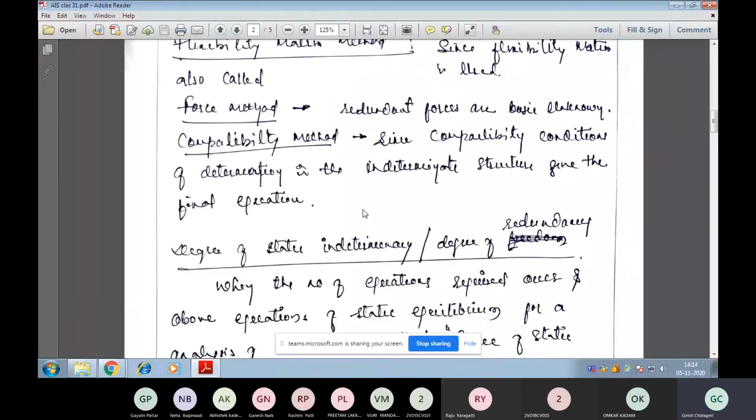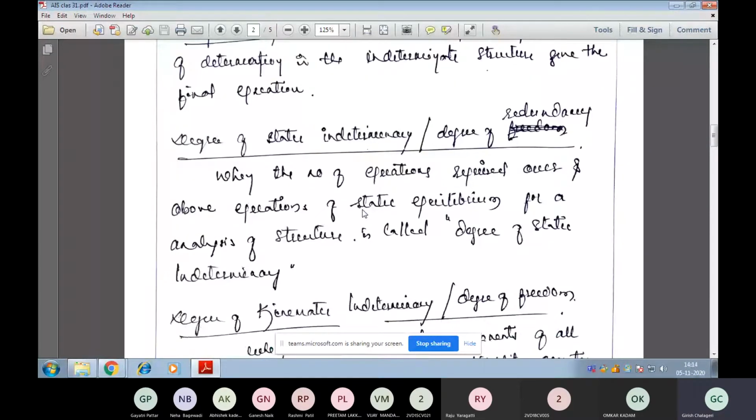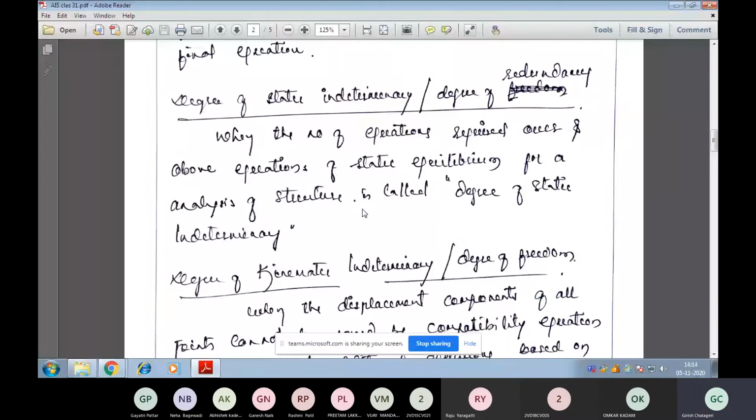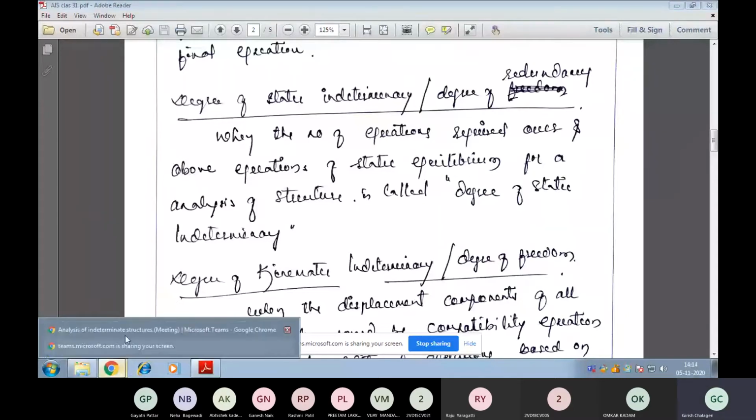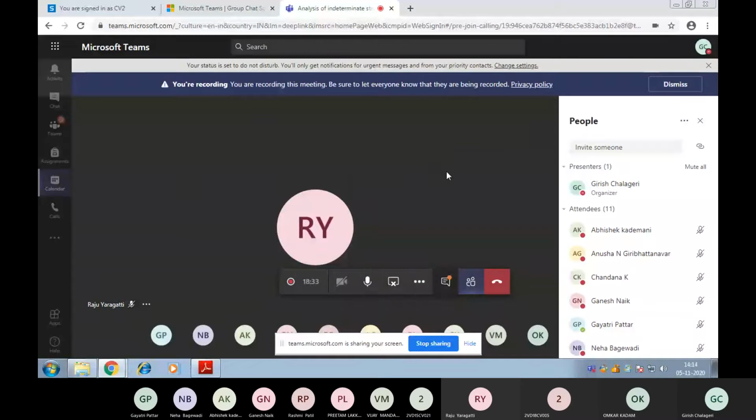Before going into the detail, let us know some basics. Let us know the term degree of static indeterminacy, which we can also call the degree of redundancy. Hope you have learned this term, degree of static indeterminacy. Have you heard this term, students? Have you heard about static indeterminacy?